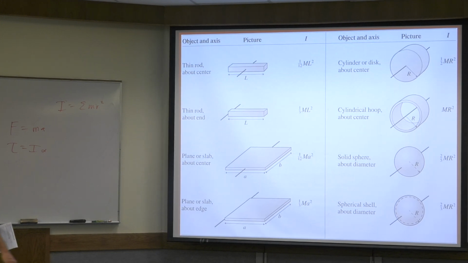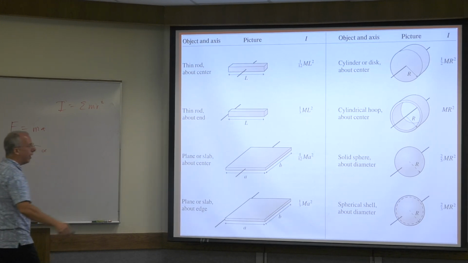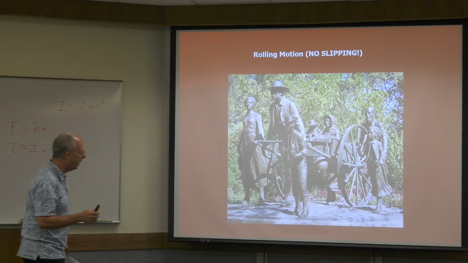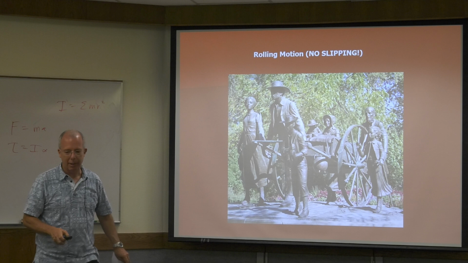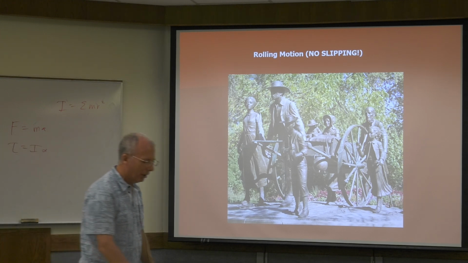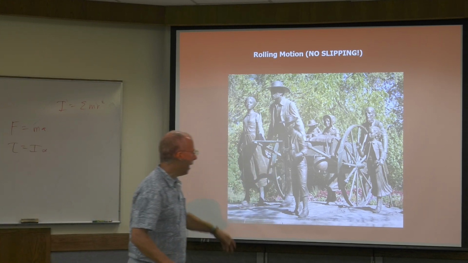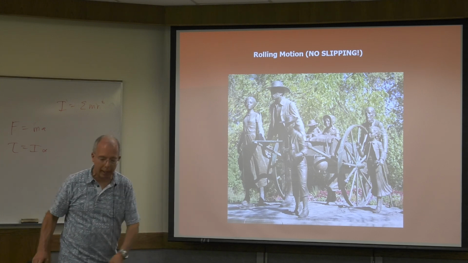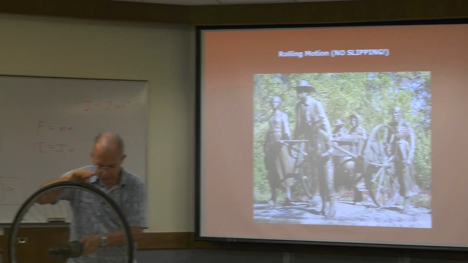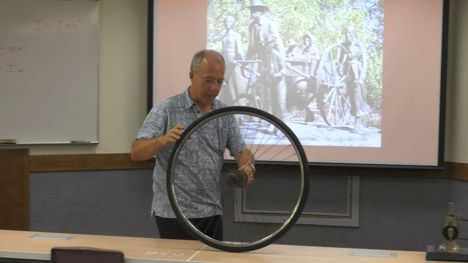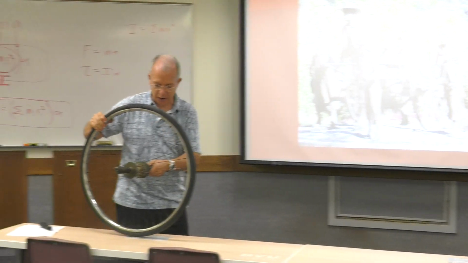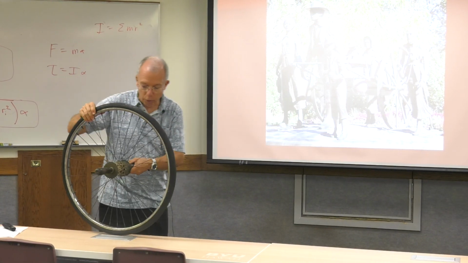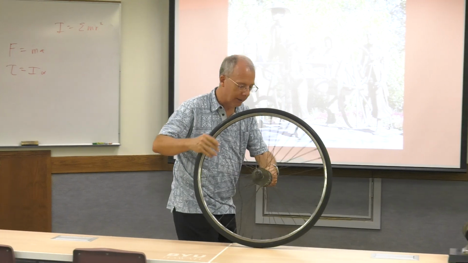Okay, last topic, rolling motion. This is kind of cool. You'll like it. When we say rolling motion, we mean no slipping. I don't know why I chose this picture, because it's really wrong: those pioneers had to go through a lot of mud, so they did a lot of slipping. When I talk about rolling motion, it's this, no slipping. This is what I mean by slipping. That's not what we're talking about. We're talking about rolling motion.